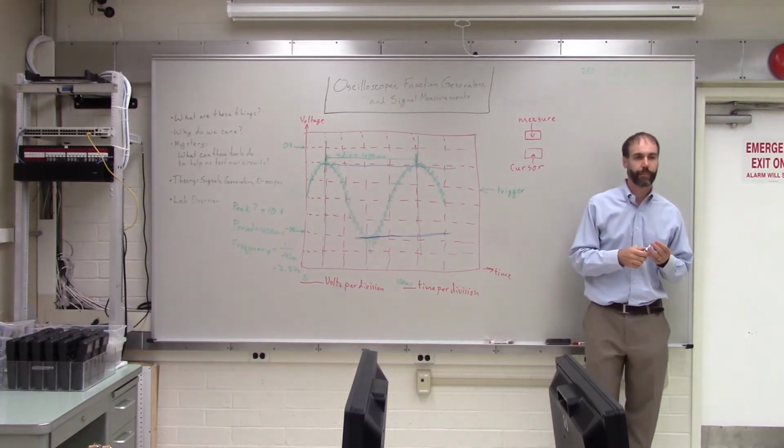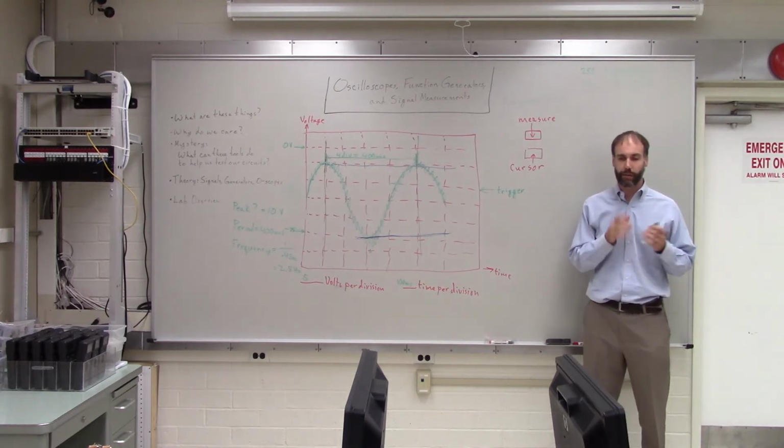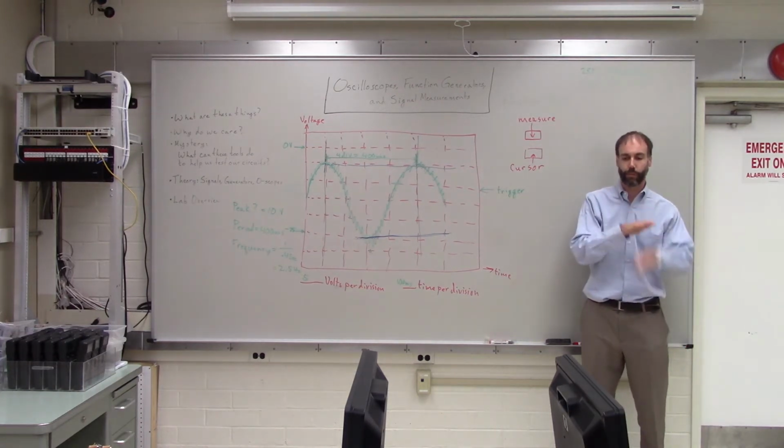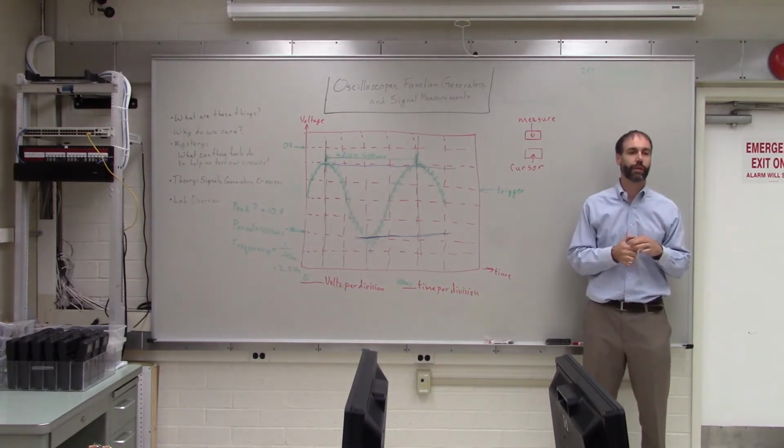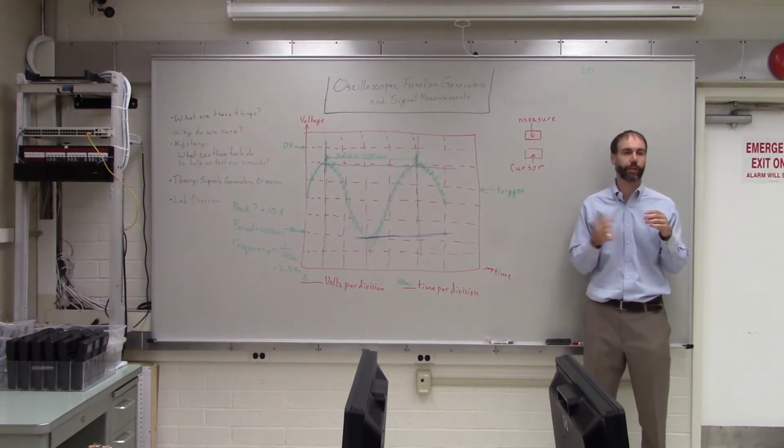Does it take it on the way back down also? You can set it so that it either takes it when it crosses the level going up or when it crosses it going down. You can choose which one, but it's one or the other at a time.